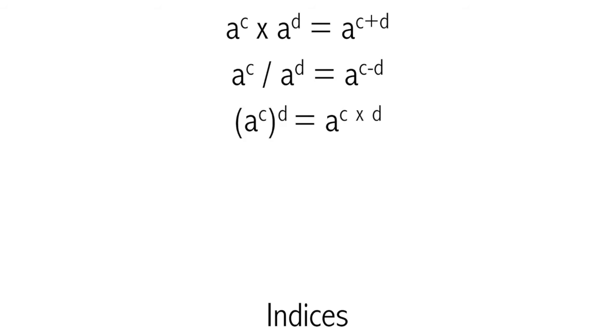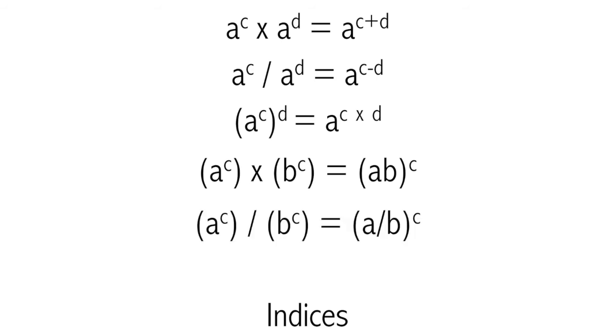A raised to the power c raised to the power d is equal to a raised to the power cd. So 3 raised to the power 2 raised to the power 3 is equal to 3 raised to the power 6, because 2 into 3 is 6. A raised to the power c multiplied by b raised to the power c is equal to ab raised to the power c. So 3 raised to the power 5 into 2 raised to the power 5 is equal to 6 raised to the power 5, because 3 into 2 is 6.